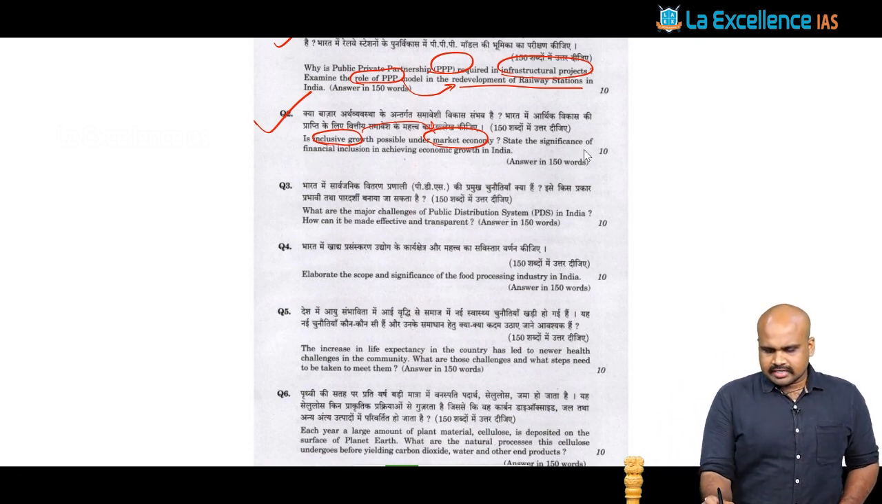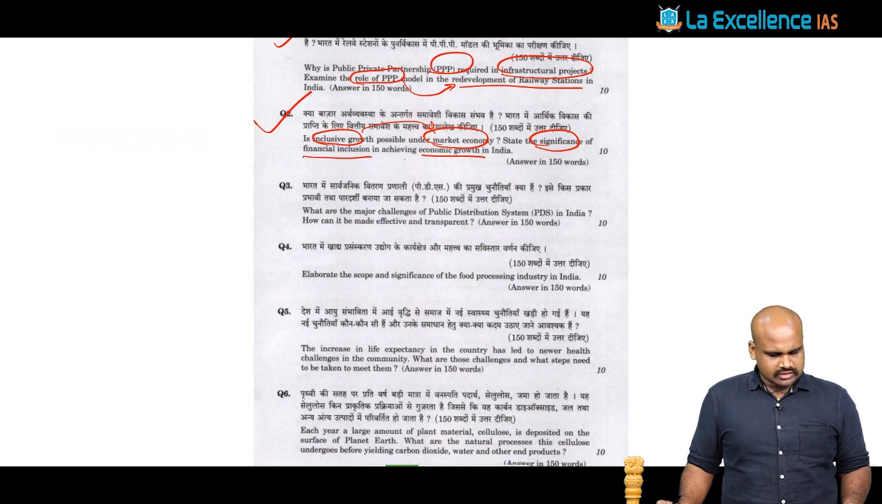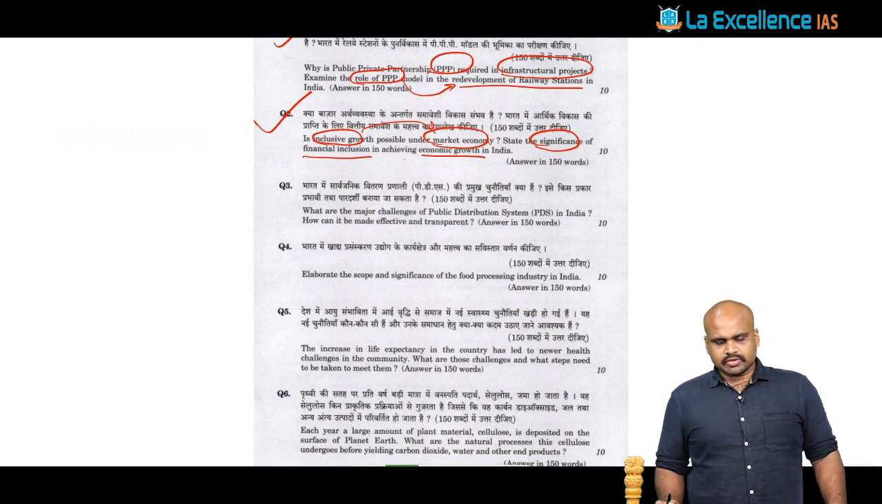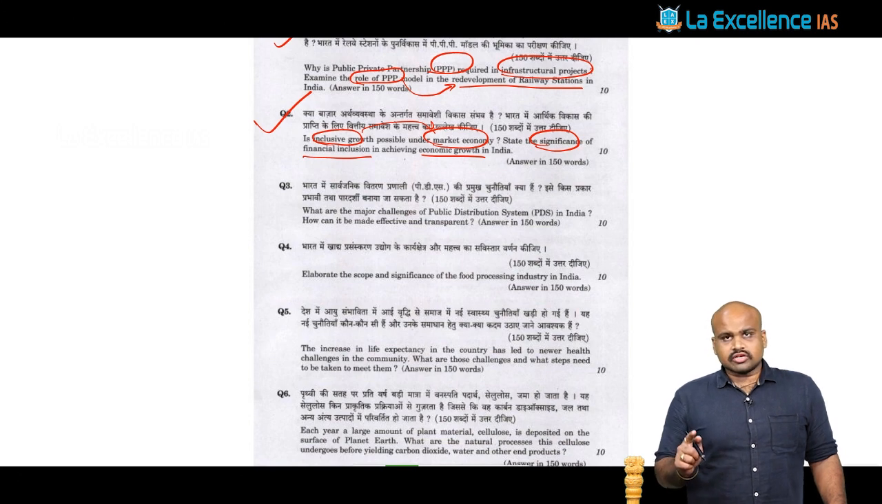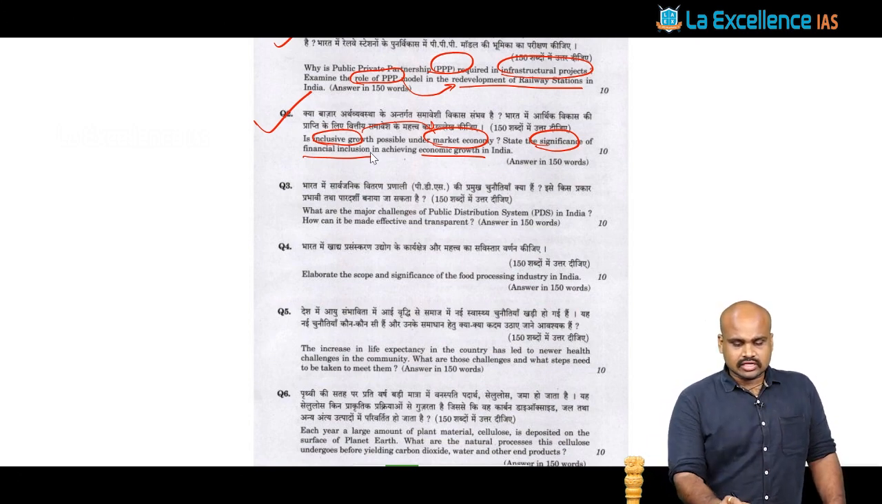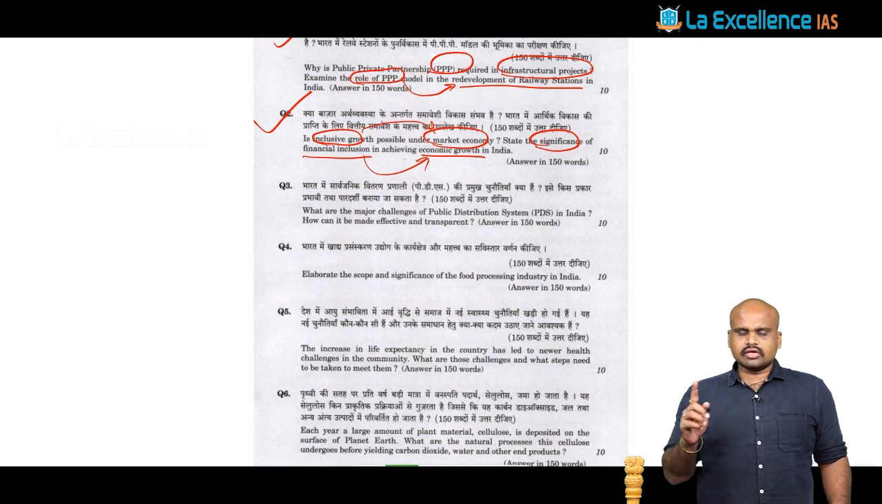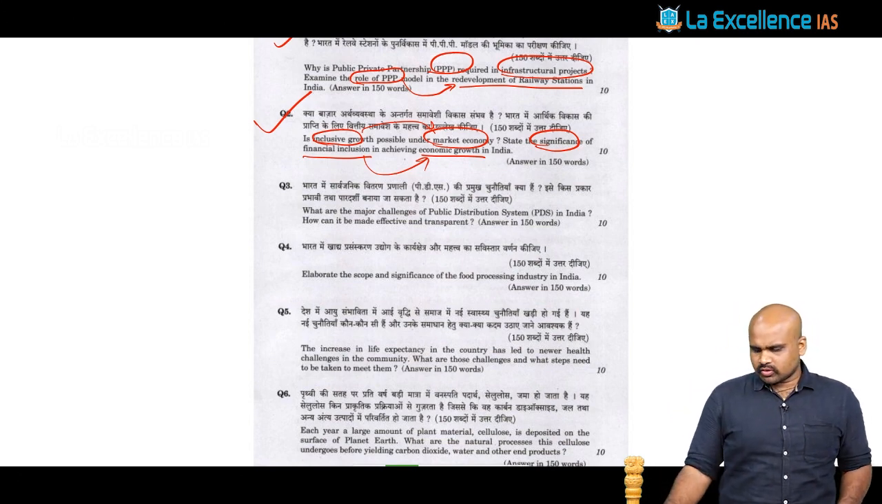Now, state the significance of financial inclusion in achieving economic growth. It is asking about the significance of financial inclusion in the context of economic growth. That means it is indirectly asking that there is a relation existing between inclusion and growth. Right? This is with respect to this question.